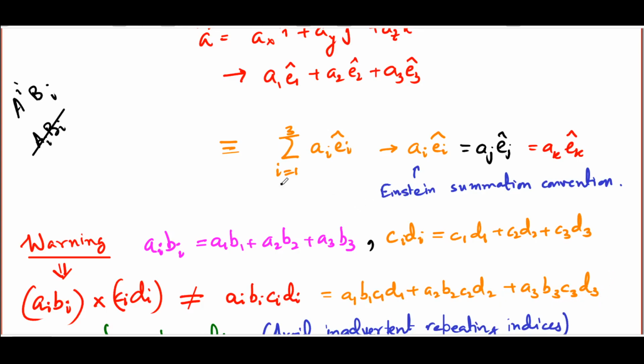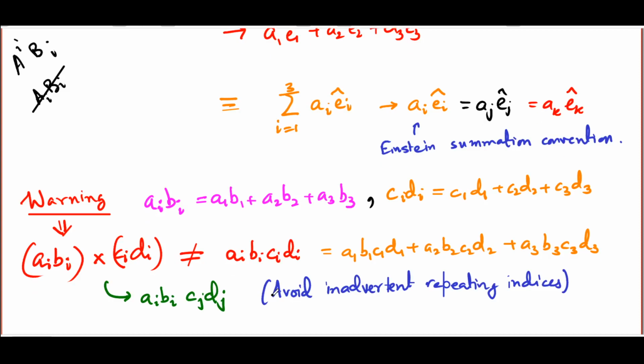As you can very easily see, multiplying this with this will give, in addition to these three terms, also other terms like A1B1C2D2 or A1B1C3D3 and so on. Writing A_i B_i C_i D_i for the product would give you a mistake simply because all these cross terms will not be taken into account. And this is where we have to be careful. What we must ensure is that when I'm multiplying these kind of stuff, I do not inadvertently use repeating indices.